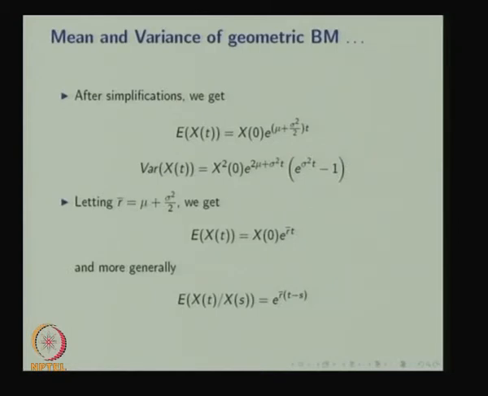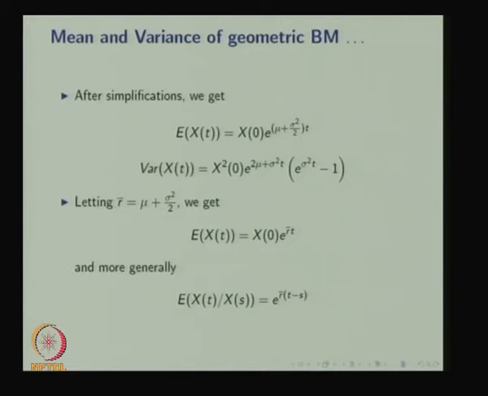By substituting mu plus sigma squared by 2 as r cap or r bar, we will get the expectation of X of t is equal to x naught times e power r cap t. More generally, you can go for the expectation of X t divided by X of s, that is the same as e power r bar times t minus s.